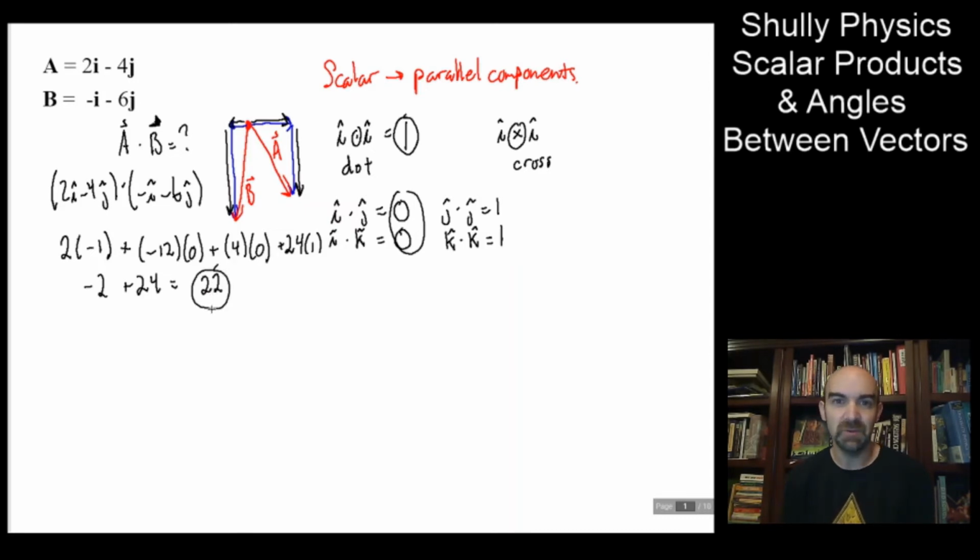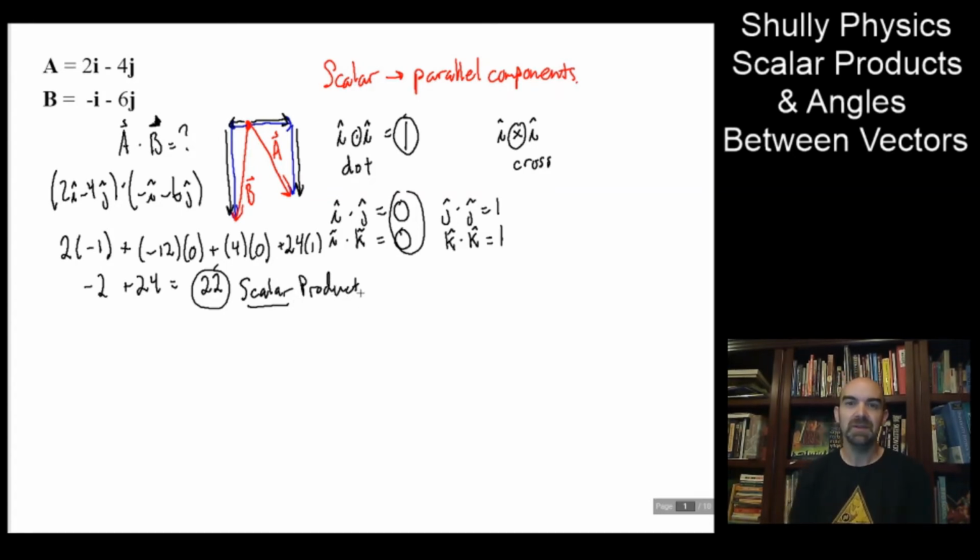It's not 22i, it's not 22j, it is just 22. And that's why this is called a scalar product. Scalar product, because there is no direction to this answer. This is just a scalar value. There's no north, east, south, west, up, down, x, y, z. There's no direction to this answer. It is just 22. That is the scalar product. Okay, and that's how you work it through.